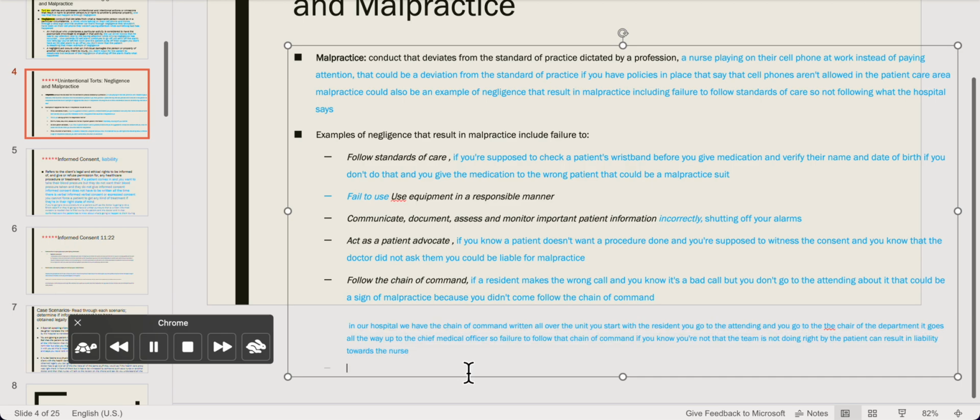In our hospital we have the chain of command written all over the unit. You start with the resident, you go to the attending, and you go to the chair of the department. It goes all the way up to the chief medical officer. So failure to follow that chain of command, if you know that the team is not doing right by the patient, can result in liability towards the nurse.